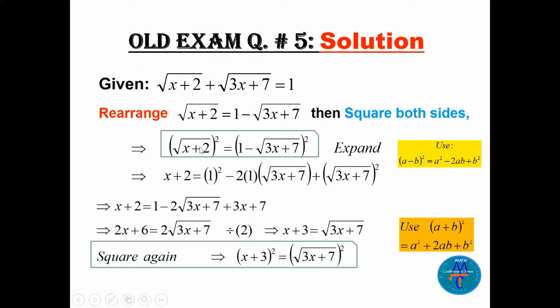Square both sides. This one squared is x plus 1. We have to use the formula here, (a minus b) squared. We have seen this many times now. 1 minus 2 times this radical plus this radical squared. Now, this is x plus 2, 1 minus 2 square root. This is 3x plus 7. You have to go slowly, guys, and write it down. Try it yourself one time, two times, until you learn the steps. Never memorize any question. Just know the idea.